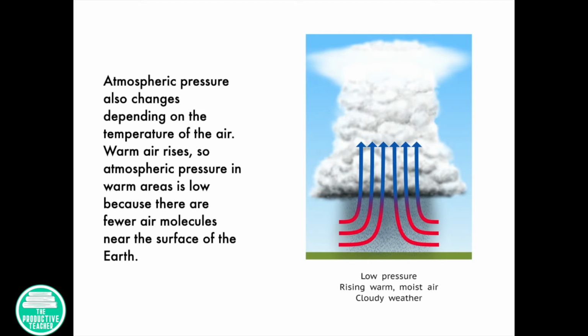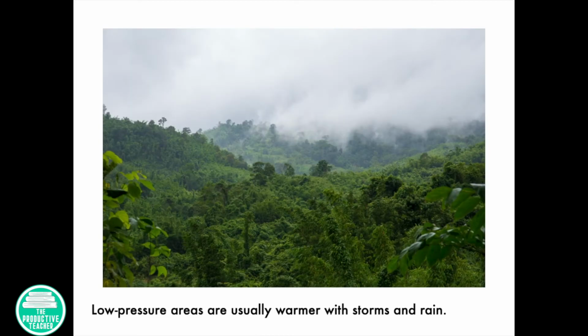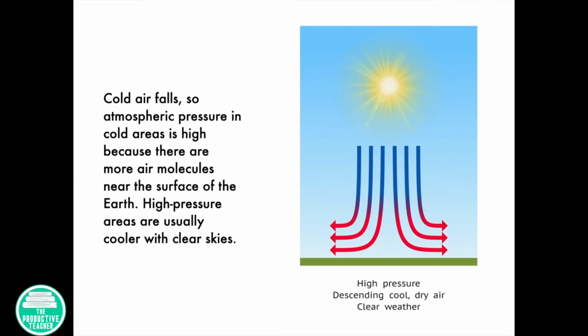Warm air rises, so atmospheric pressure in warm areas is low because there are fewer air molecules near the surface of the Earth. Low pressure areas are usually warmer with storms and rain. Cold air falls, so atmospheric pressure in cold areas is high because there are more air molecules near the surface of the Earth. High pressure areas are usually cooler with clear skies.